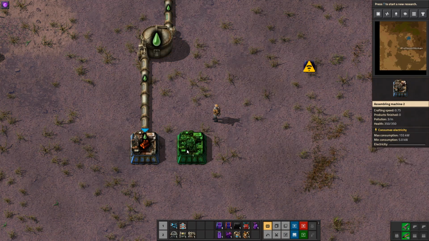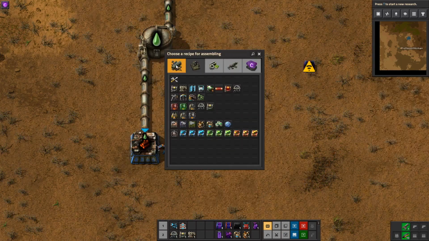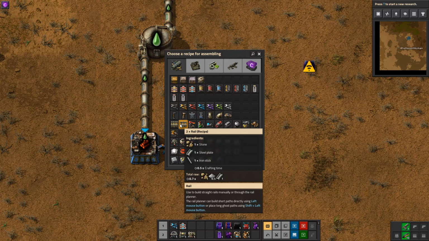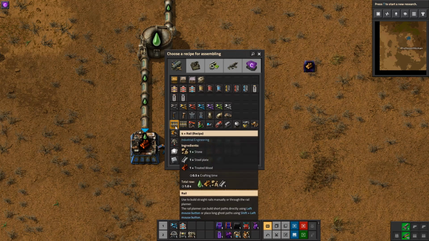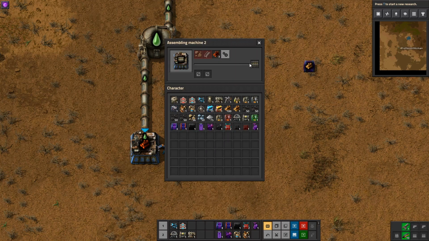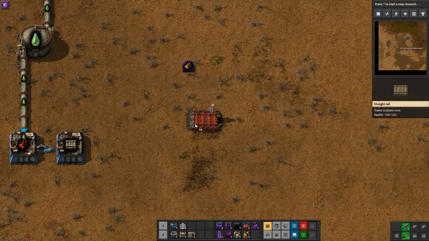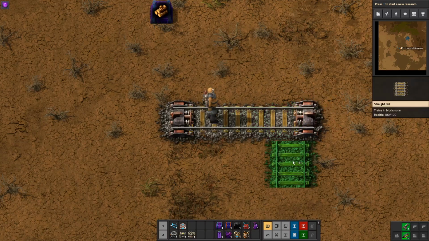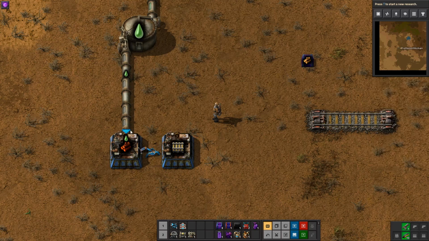Well, if we go along to our next machine, we can use it for an alternative recipe for rails. So instead of 1 stone, 1 steel, and 1 iron stick for 2 rails, we can create 4 rails from 1 stone, 1 steel, and 1 treated wood, which is much more accurate in real life, since at least older rails use wood, and the rails in game, if we look at the icon, clearly they have wood in there. So this is more realistic, and it is a cheaper way of doing things.